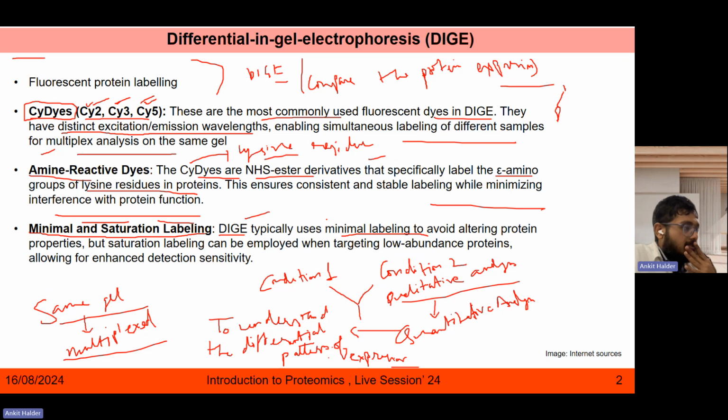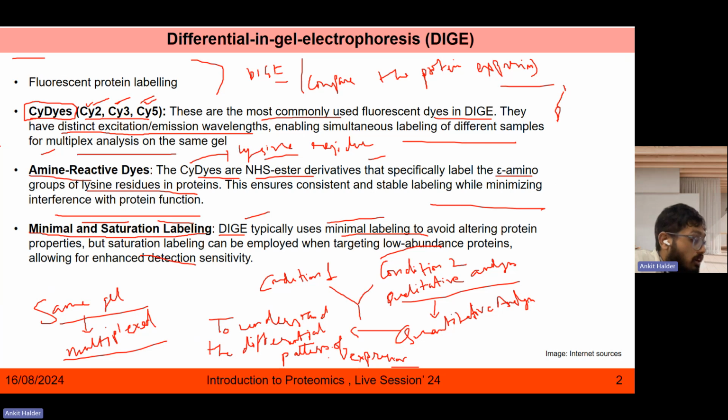So how it is done is that dyes typically use minimal labeling. Minimal labeling is generally used to avoid altering protein properties, but saturation labeling can be employed when targeting low abundance proteins, allowing for enhanced detection sensitivity. So minimal labeling is the one which is generally used. Why is it so? So the protein properties do not get changed or altered, because otherwise it will be quite difficult. But then there is another, the saturation level.